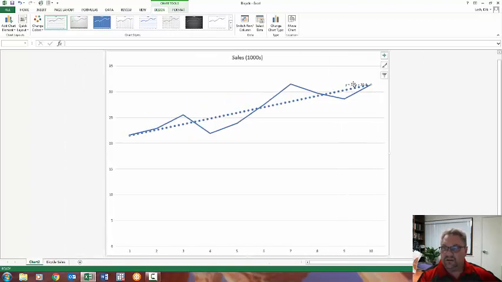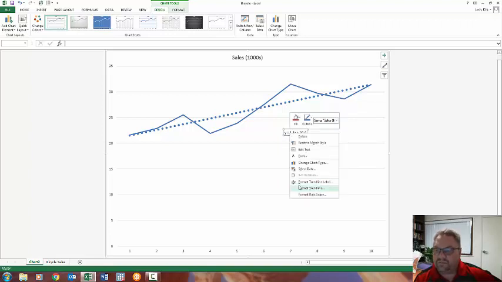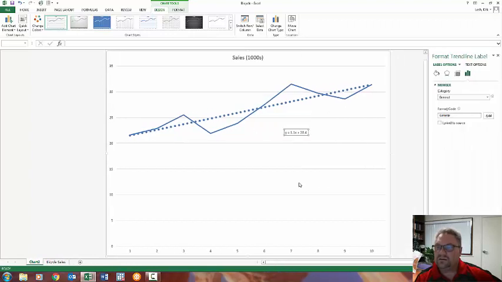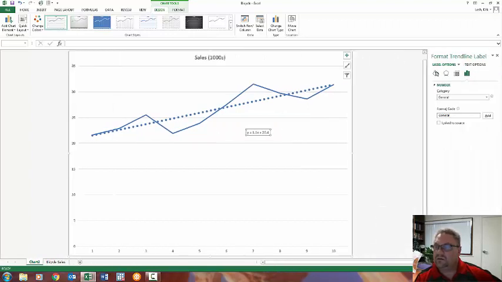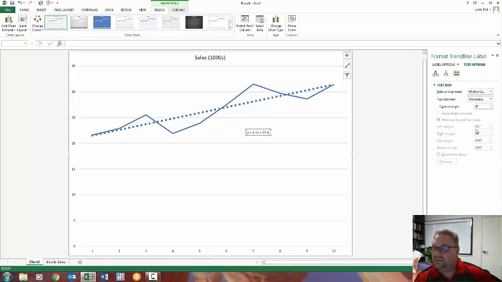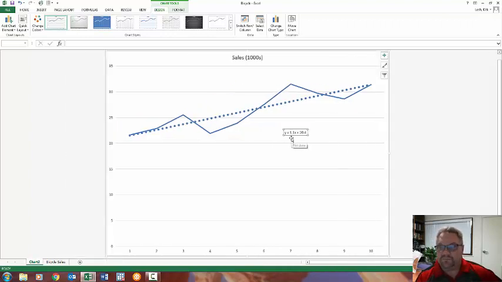This is actually that regression equation, and I don't think I can make this bigger. My apologies, but hopefully you can see it.